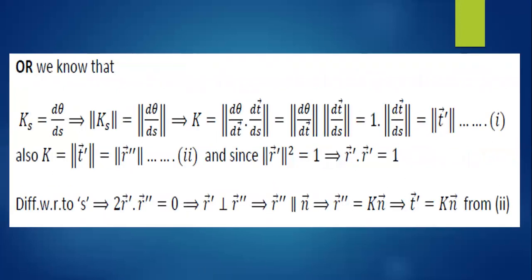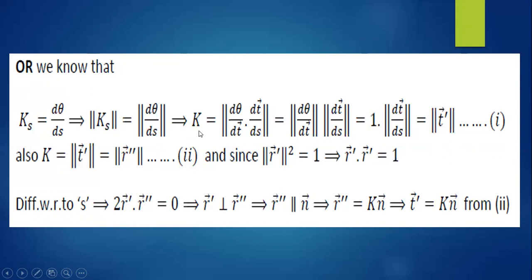Okay, this can be proved in other ways. Meaning the same result can be proved in a second way. Let κs be equal to dθ/ds, meaning we are supposing here the rate of change of angle with respect to the rate of change of arc length ds in the limiting case is equal to κs. Thus, the magnitude of κs is equal to dθ/ds.